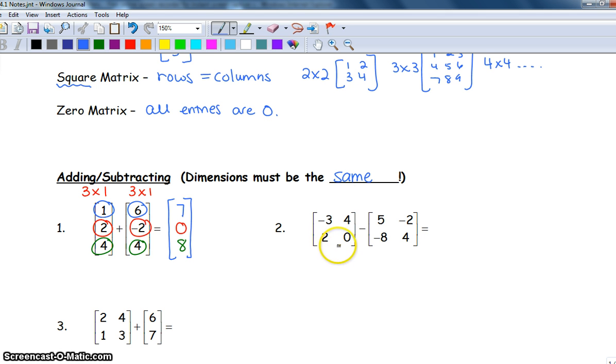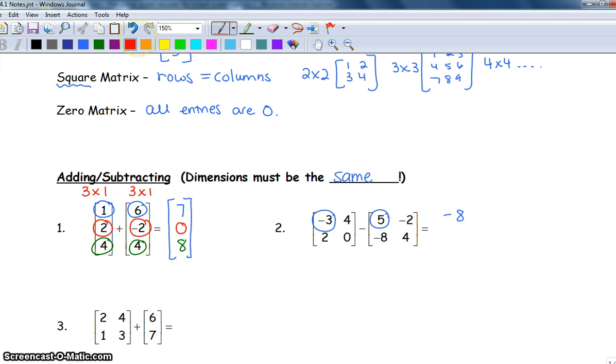Alright, so we look at our next one and we see that we have the same dimensions again. We've got a 2 by 2 and a 2 by 2. This time instead of adding, we are subtracting. There's a couple different ways you can go about this. One, same entries or corresponding entries. So we've got negative 3 and 5 in the same position. So I would do negative 3 minus 5 to get a negative 8.